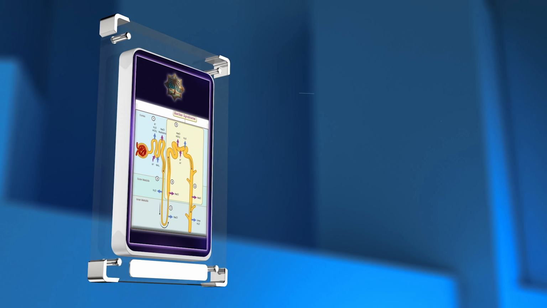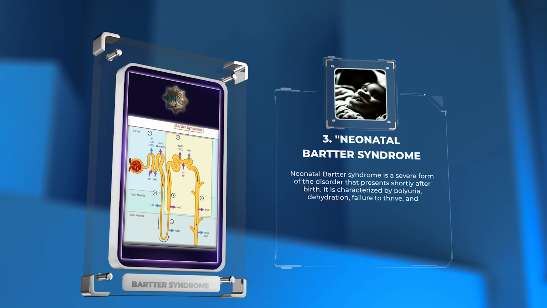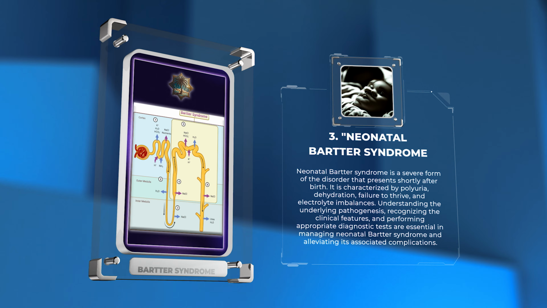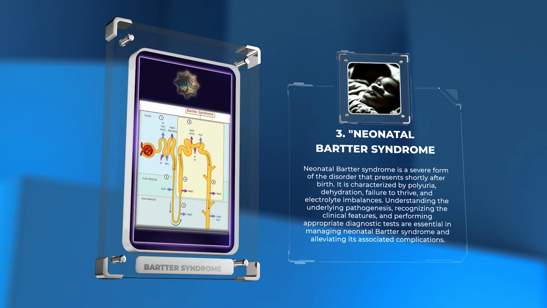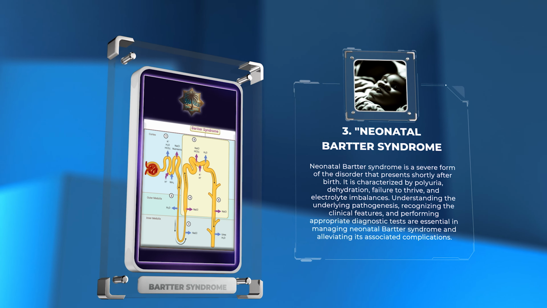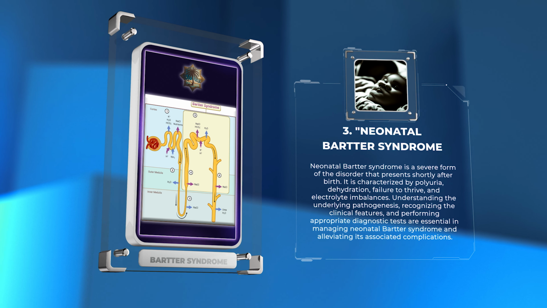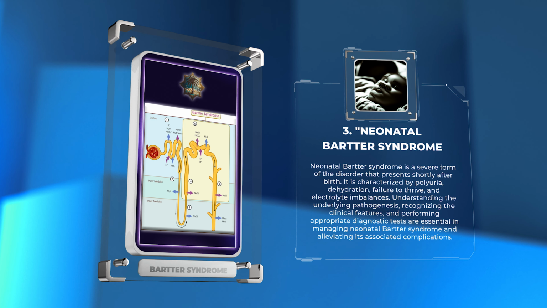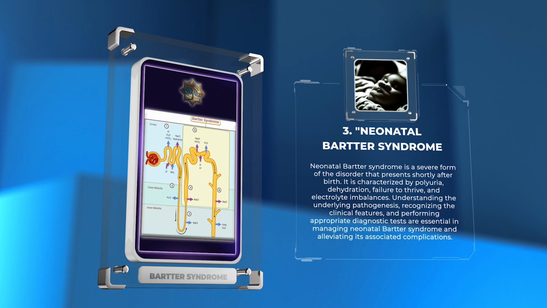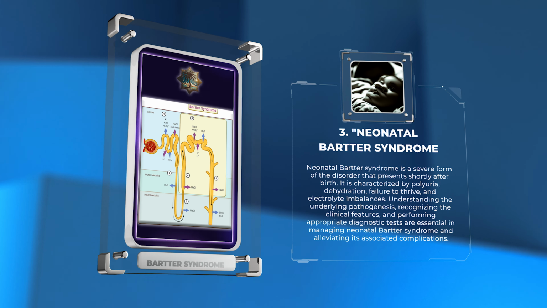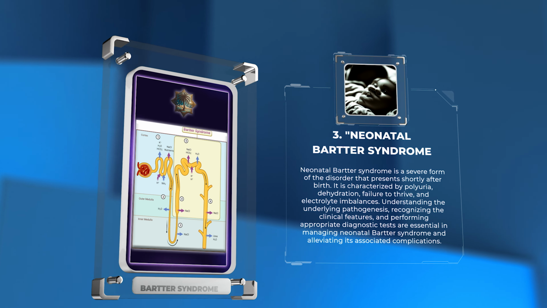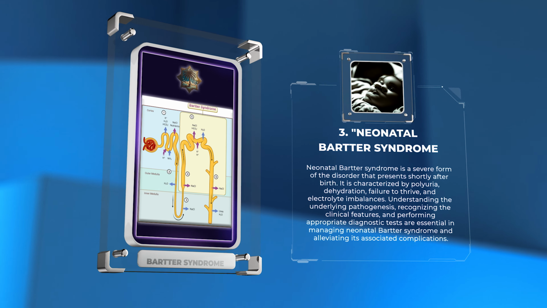Neonatal Bartter syndrome is a severe form of the disorder that presents shortly after birth. It is characterized by polyuria, dehydration, failure to thrive, and electrolyte imbalances. Understanding the underlying pathogenesis, recognizing the clinical features, and performing appropriate diagnostic tests are essential in managing neonatal Bartter syndrome and alleviating its associated complications.